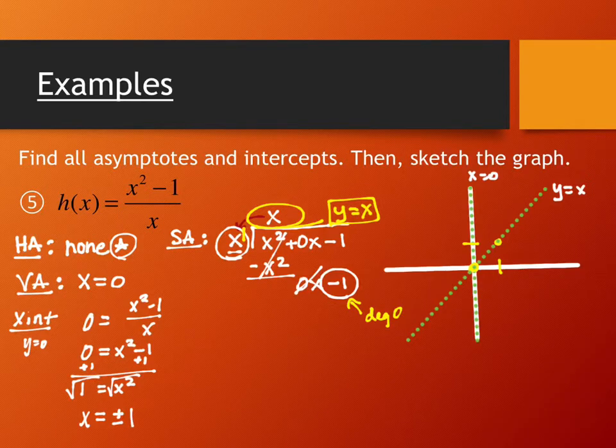So what does that mean? Well, x is equal to 1, y is 0. x is equal to negative 1, y is 0. Those are my two x-intercepts. There's two of them. And we'll go plot them. x is equal to 1 and negative 1. That's what I have so far.